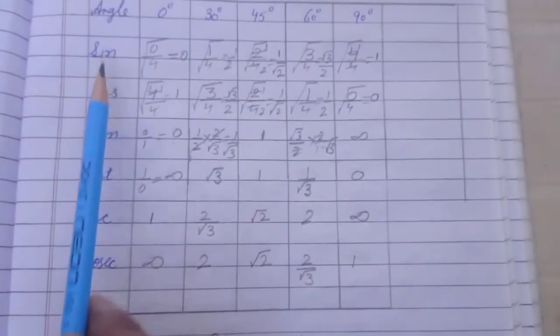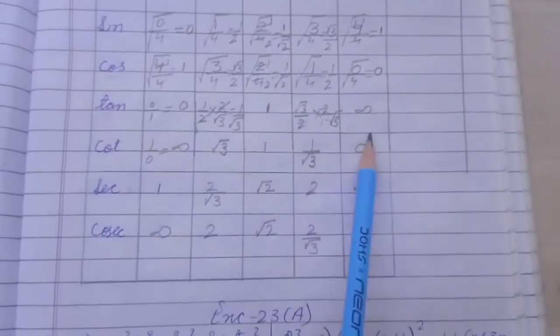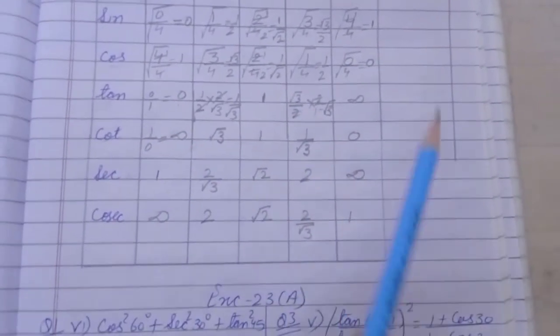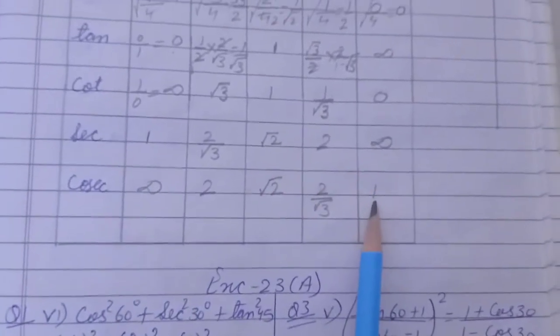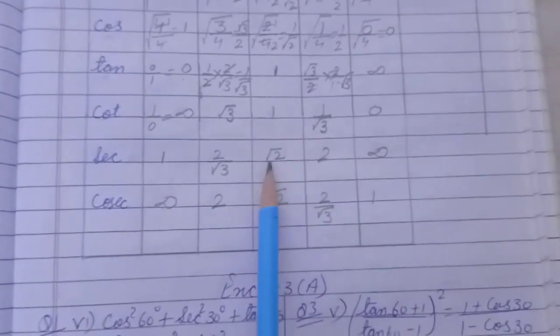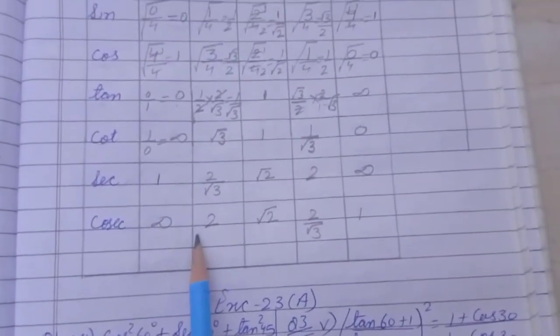Then tan, you know, is sine divided by cos, so you can find all the values. Cot is the reciprocal of tan, you can find the values as I told you. So in the same way you can find out the values. And see the values in the reverse order: 1, 1, 2 by root 3, 2 by root 3. 45 degree they will be the same, and 60 will be the same as 30 degree.